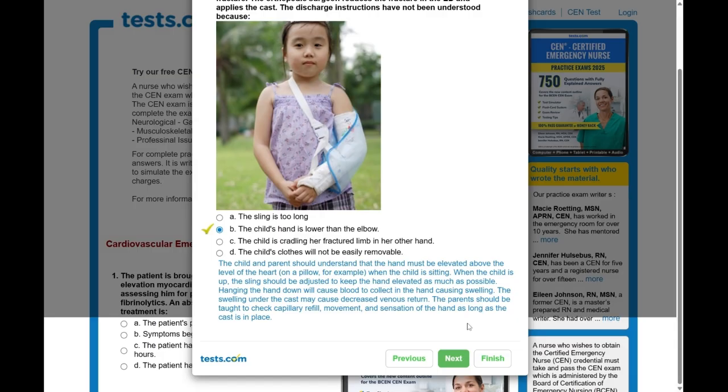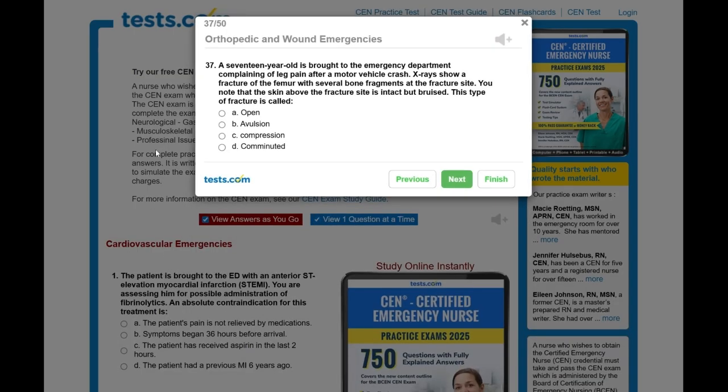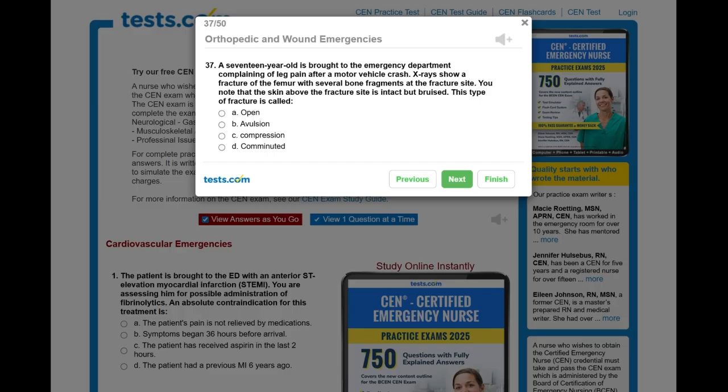Question 37. A 17-year-old is brought to the emergency department complaining of leg pain after a motor vehicle crash. X-rays show a fracture of the femur with several bone fragments at the fracture site. You note that the skin above the fracture site is intact but bruised. This type of fracture is called: A. Open, B. Avulsion, C. Compression, D. Comminuted.